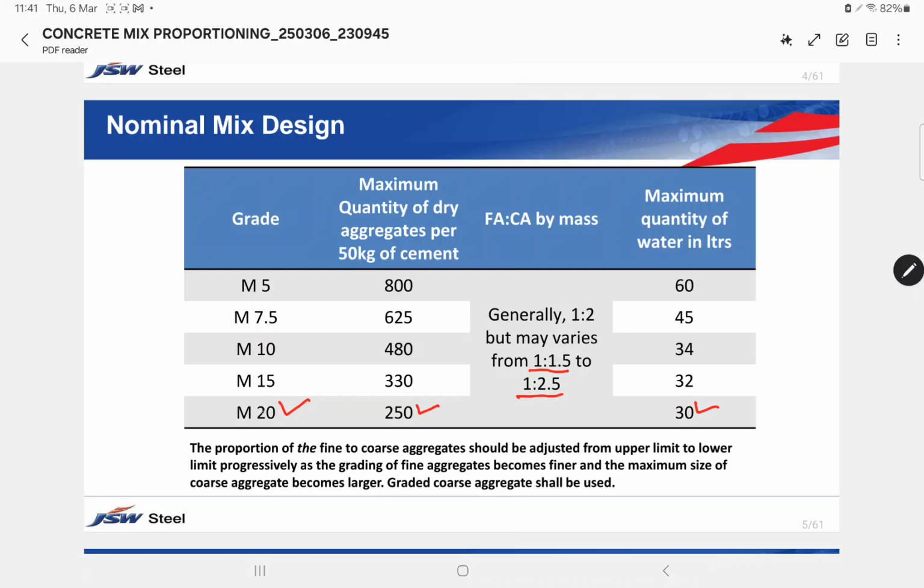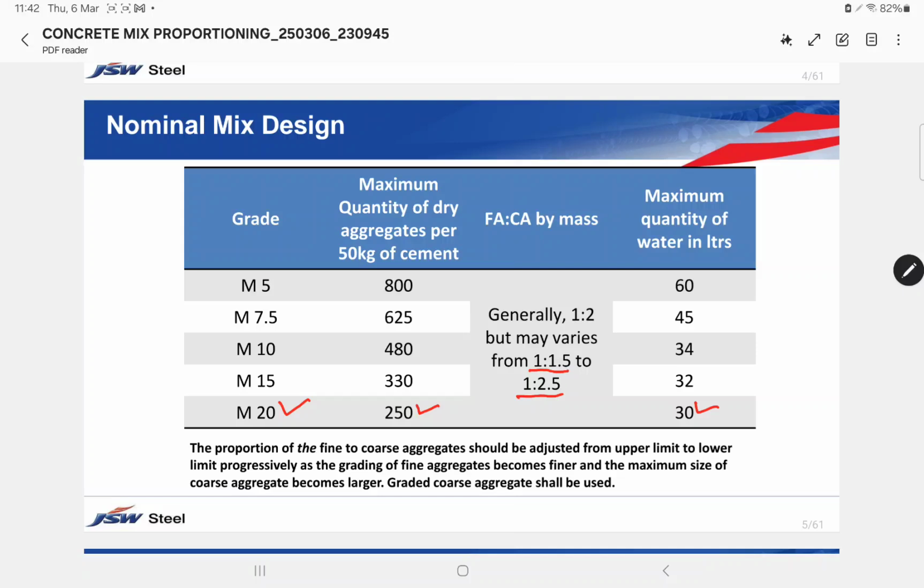So column 1 specifies different grades of concrete, and column 2 gives you the quantities of aggregate, both fine and coarse, for 50 kg of cement. And the ratio of fine aggregate and coarse aggregate is in the proportion of 1 is to 2, which means if you are using 1 kg of fine aggregate, then you can use 2 kg of coarse aggregate. Then the last column says what is the maximum amount of water you can use in that grade of concrete.